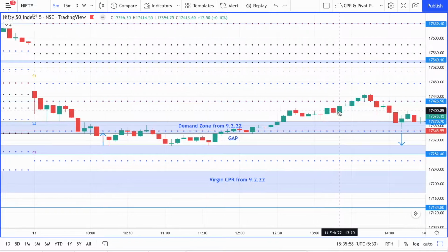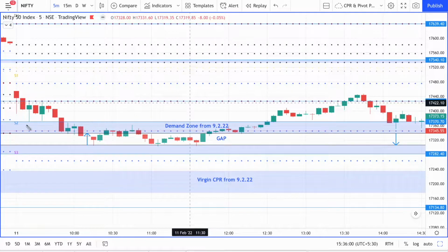Let's see what the market structure shows us here. How do you analyze this position now? See, from here right up to this point price fell. You can see here that this was the demand zone coming from the 9th of February 2022. We had already marked this area, and you can see the kind of price action here. Strong red candles, strong red candles, and that level was broken.